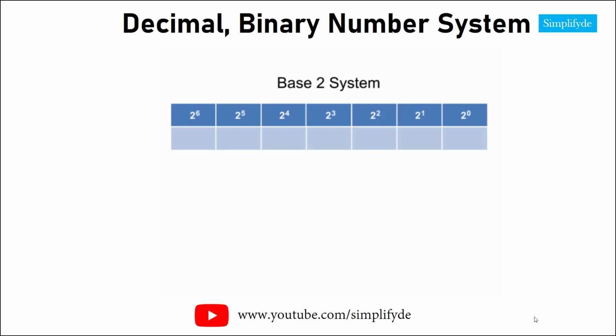Thus, starting with position 1, we have 2 to the 0 power, or 1. Position 2 is 2 to the first power, or 2. Position 3 is 2 to the second power, or 4, and so on.